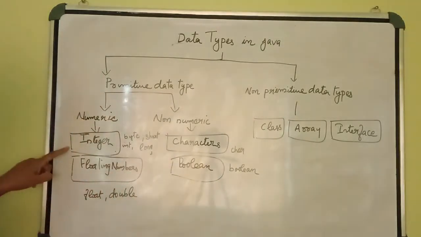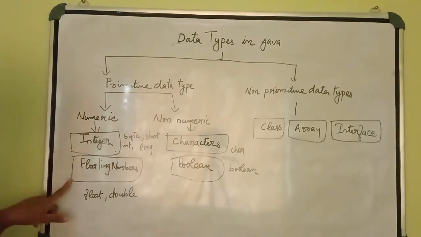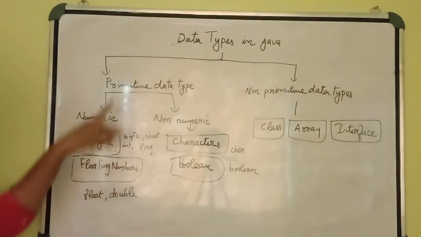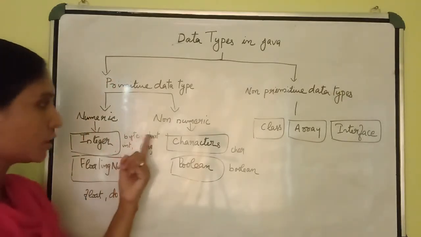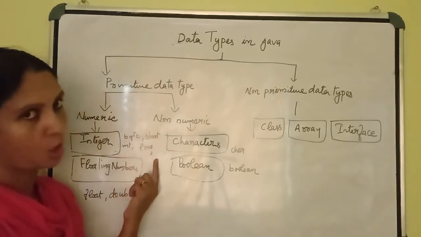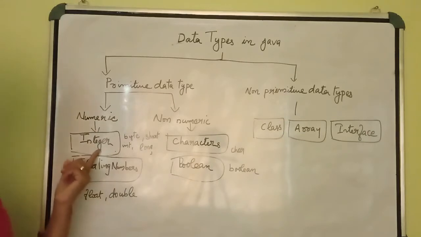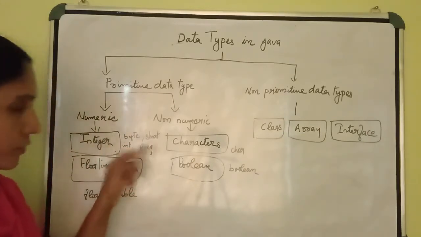To represent the whole numbers we are using integer data types, and to represent the fractional numbers we are using floating numbers. And we have four types of integer primitive data types. What are they? Byte, short, int and long. These are the four primitive data types under the integer part. That means if you want to enter a whole number, we can use any of these.